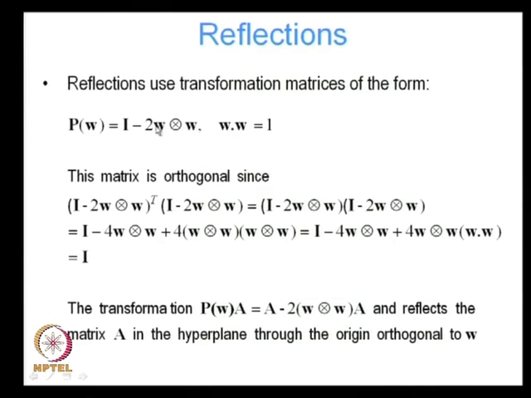You can think of it like this: minus W tensor product W operating on A, twice. So, it takes out the projection. You can see from here it takes out the part of A in the W direction twice. So, that is what gets reflected, right. It gets reflected about the hyperplane passing through the origin with orthogonal W.